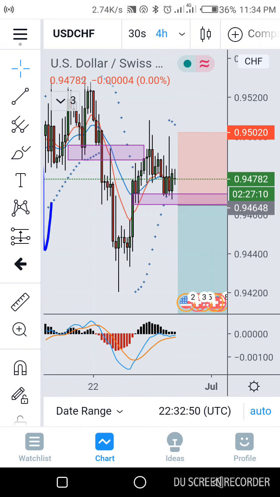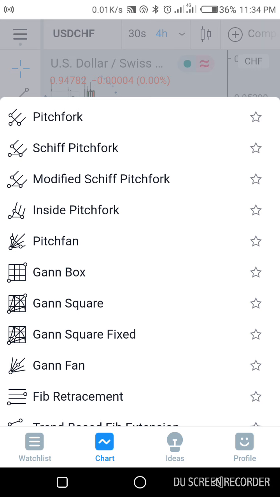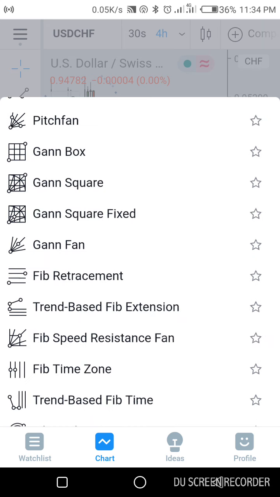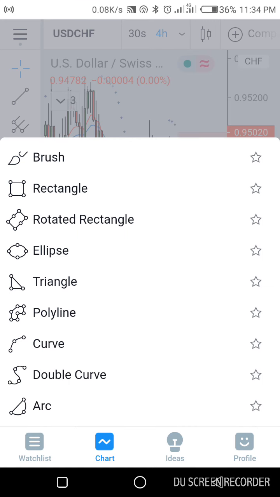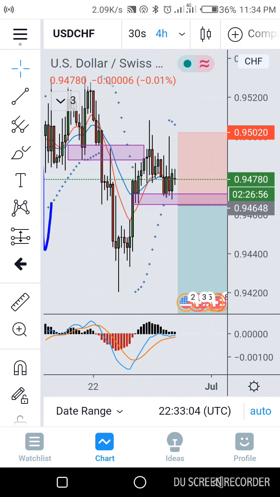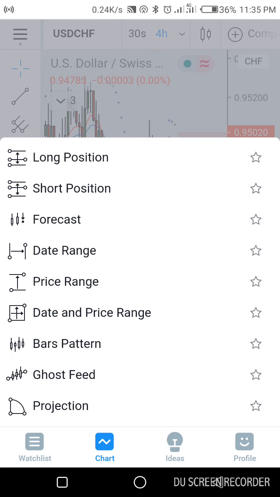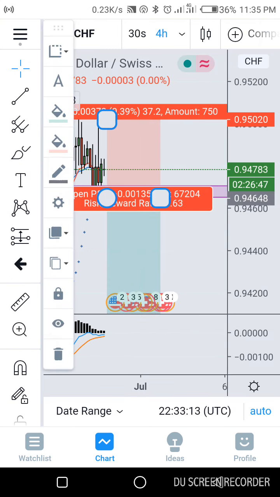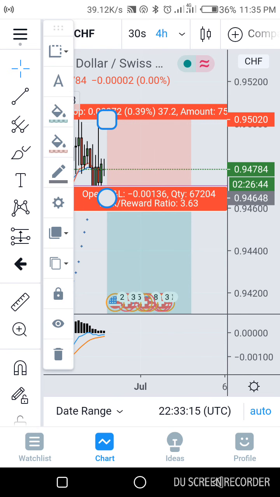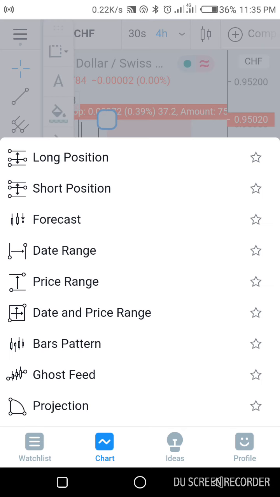Here you have your other tools like Fibonacci. We're going to be using a lot of Fibonacci retracement. Here you have your brush, your rectangle, and the likes. Here you have the long and short tool. That's this particular stuff you are seeing here that shows your stop loss, your entries, and your take profits. It is a long and short position too.